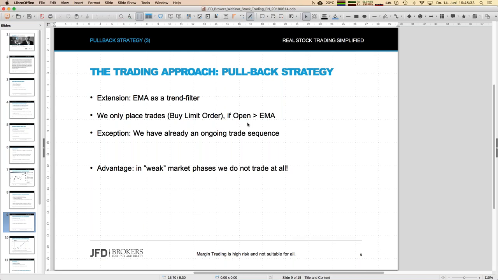But we would only do that process of rebuy, even in case we are below the EMA, until that trade sequence comes to an end. If that trade sequence comes to an end, then we stop trading for that stock value. So the overall advantage is, in weak market phases, we do not trade. And the same which is mentioned here on that slide is now next in the Excel sheet.